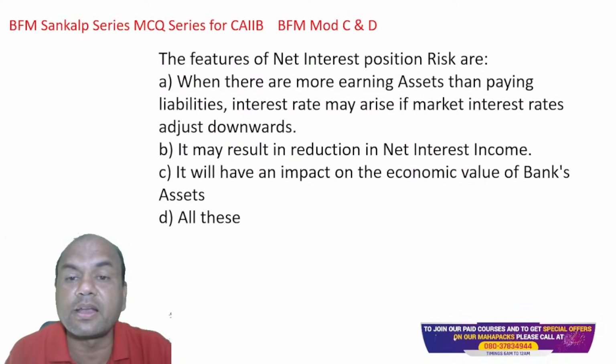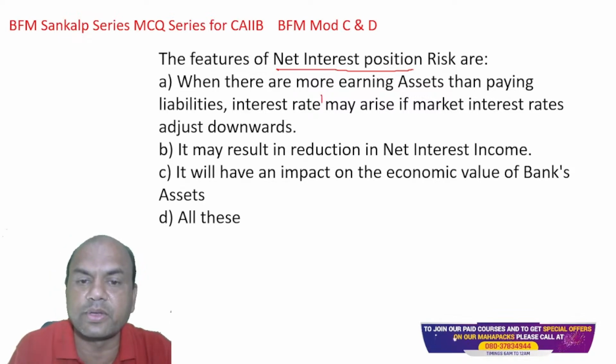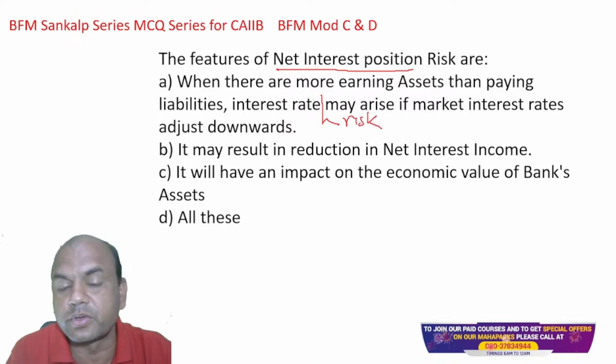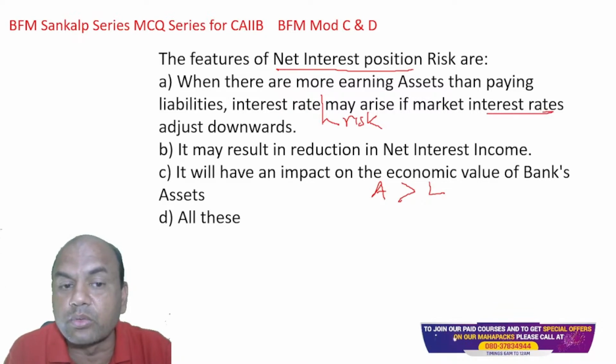The features of net interest position risk: what are the features of this? When there are more earning assets than paying liabilities, interest rate risk may arise if the market interest rate adjusts downwards. So what happens if assets are more than liabilities and the market interest rate moves down?